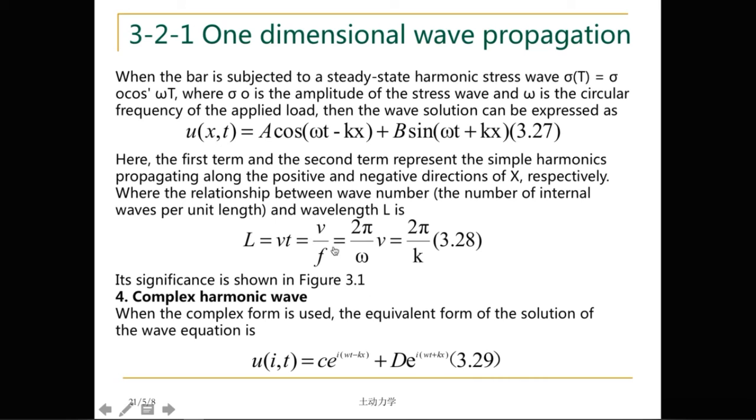The relationship between wave number and wavelength L is L equals vT, equals v over f, equals 2 pi over omega times v, or equals 2 pi over k, where k is the wave number. Its significance is shown in figure 3.1.